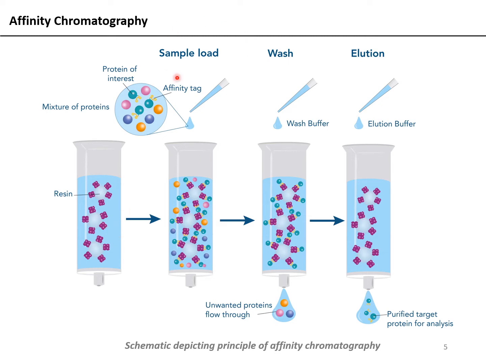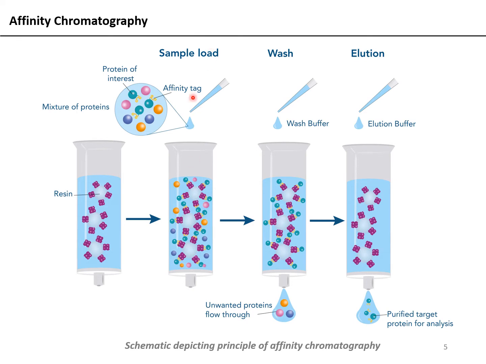So next you load your sample onto it. Your sample contains a mixture of proteins along with these green proteins of interest, and they have this yellow affinity tag which is also linked with them. Now how is it linked? Because you will be expressing your protein of interest in any target organism. So you have genetically modified the DNA such that it will express the tag along with the protein of interest. So your protein is expressed with the tag at all times.